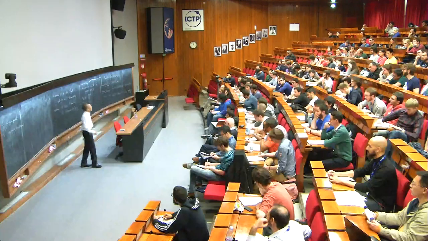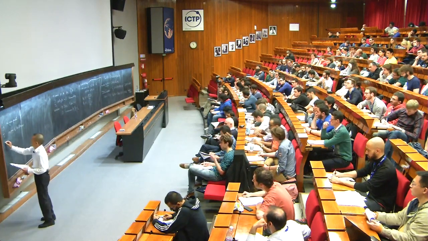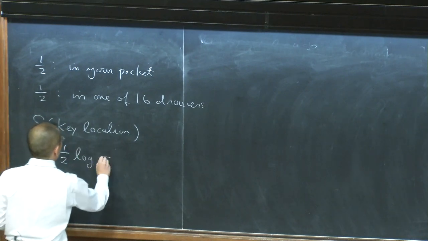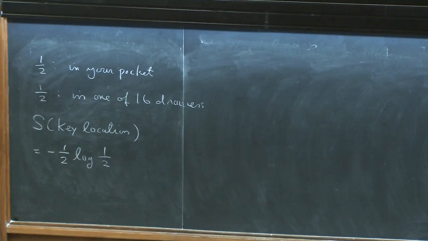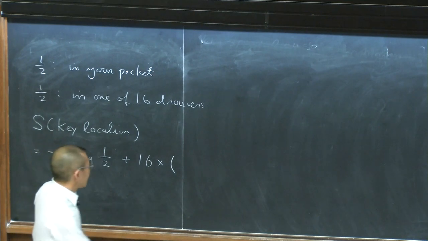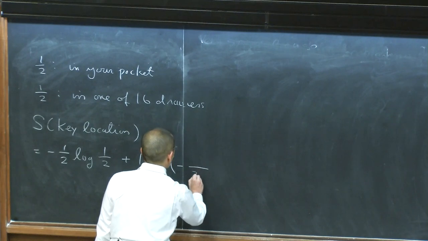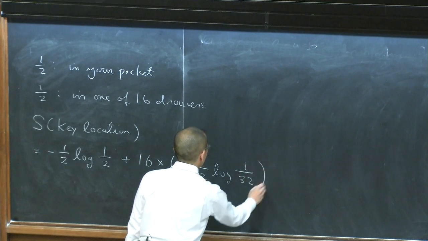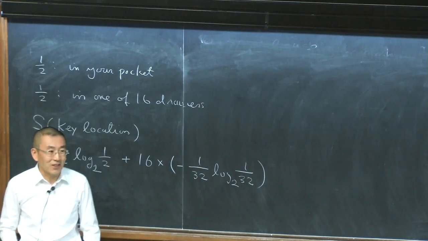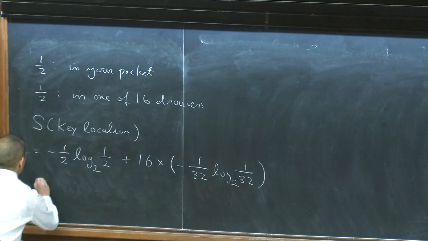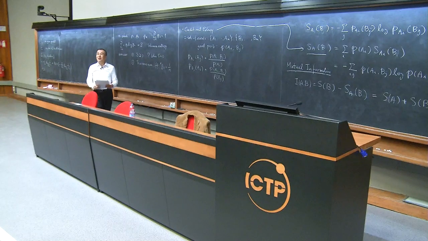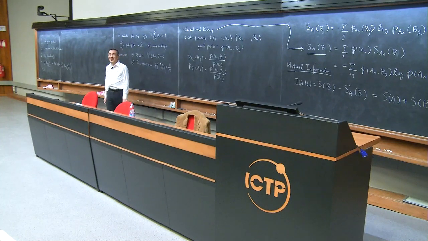Okay, so what is the uncertainty of the location of the key? Okay, so key location uncertainty. Well, so there is a 1/2 probability that it's in my pocket. So that's this one. And then there are 16 possibilities that it's one of the drawers. The probability that it is in each of the drawers, I assume that they happen with equal probability, is 1 over 32. And just to make the calculation easy, let's compute a log with base 2. You know that different base just give you a different normalization of the entropy. So here I'm using base 2. So then this is 3. So when you wake up and you are in this situation that you don't know where the key is, the uncertainty you have is 3. Okay? So that's how you quantify your uncertainty.